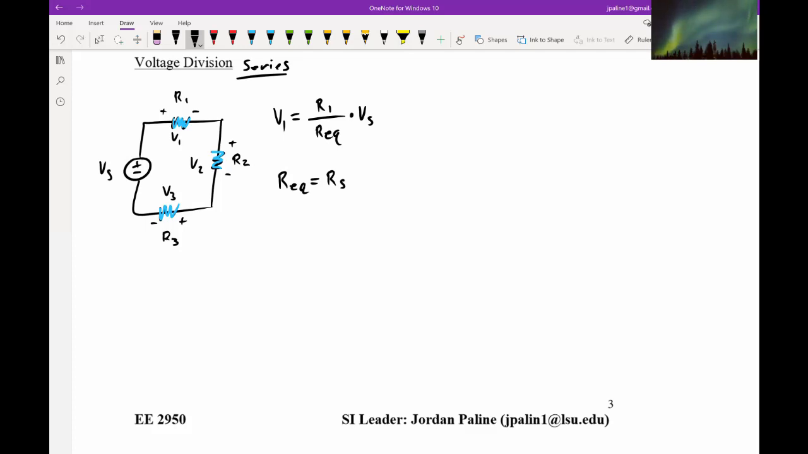And like we said before, all resistors are in series. Therefore, we can use the voltage division. So this equation turns into R of 1 over R series times V of S.